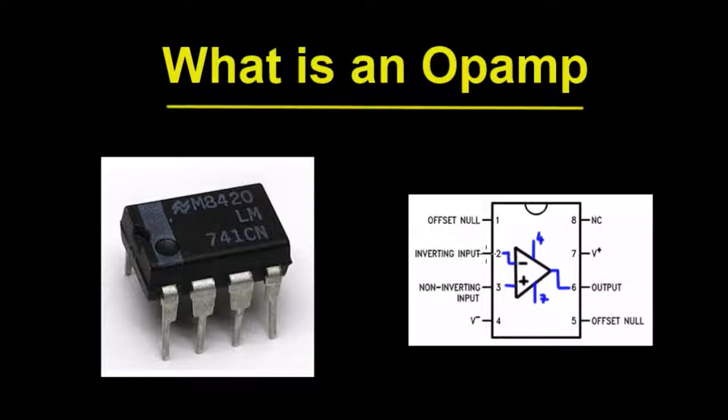And there's 2 inputs here, so there's an inverting input pin 2, and there's a non-inverting input which is pin 3, and there's an output which is pin 6, and there's another 2 pins here which are the power supply rail. So there's a positive power supply pin 7 and a negative power supply pin 4. Okay, so that's the basic little IC for a typical Opamp.